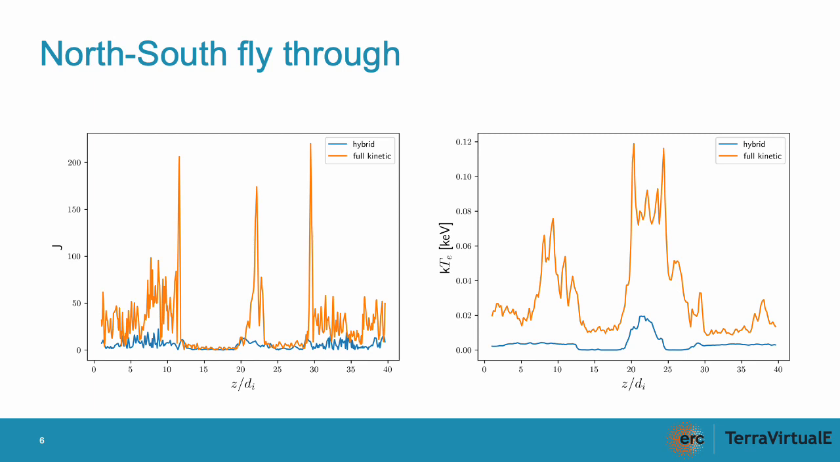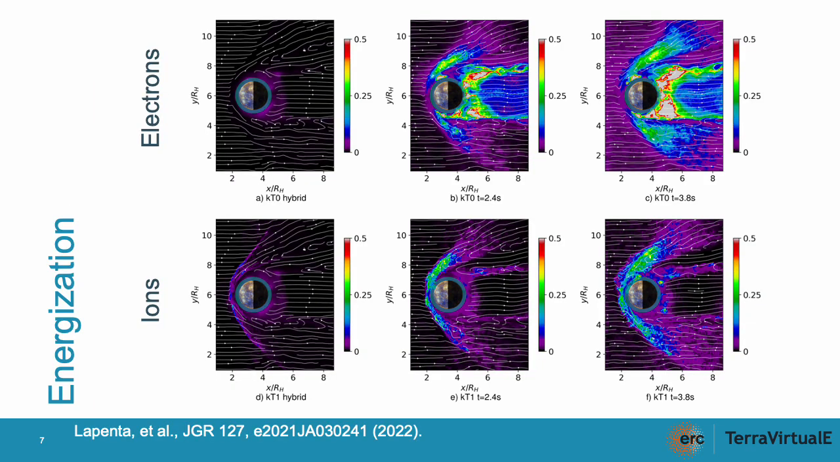But the main reason is the stronger, more localized features present due to the electrons, which lead to a much higher electron temperature. Surprisingly, not only are the electrons energized more, but also the ions are energized more. What you see on this slide, on top is the electron temperature, on the bottom is the ion temperature. And as you can see, during the evolution of the kinetic simulation, the ions also gain much more energy than they did in the hybrid run.